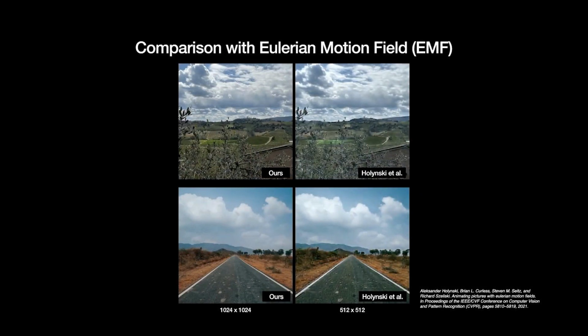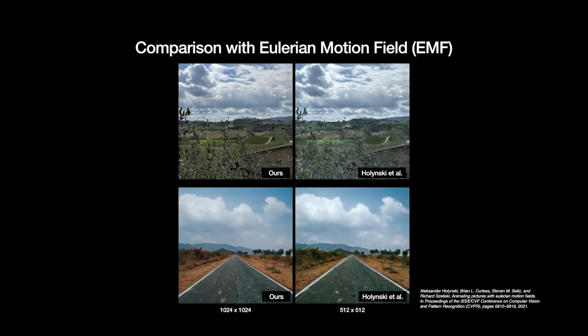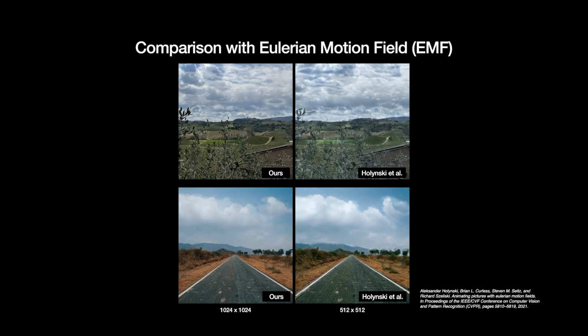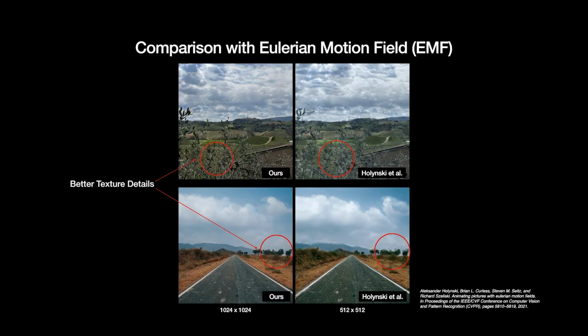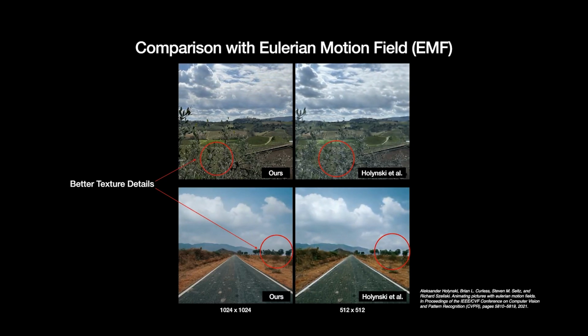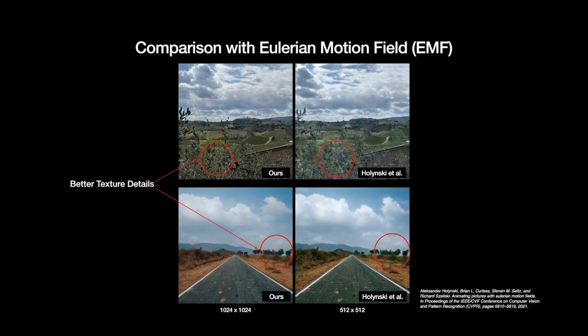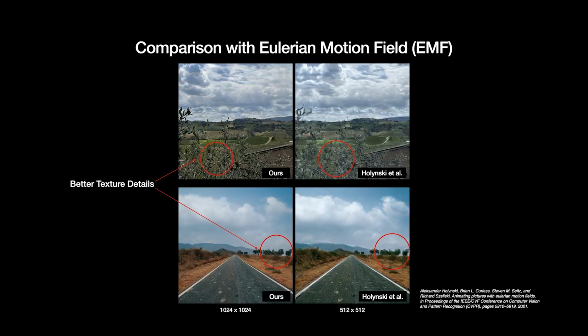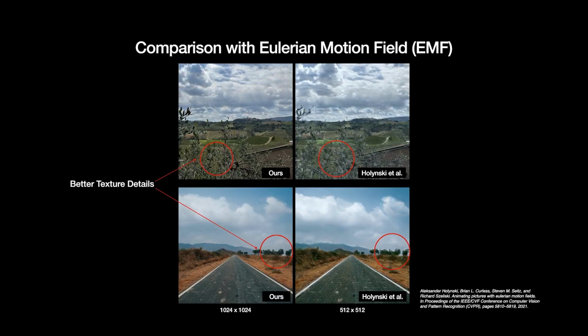We compare our method with the Eulerian motion field. By training an encoder-decoder network from scratch on a low-quality video dataset, their method fails to reconstruct the detailed textures accurately. In contrast, our method leverages a StyleGAN model pre-trained on high-quality images, resulting in cinemagraphs with high perceptual qualities.